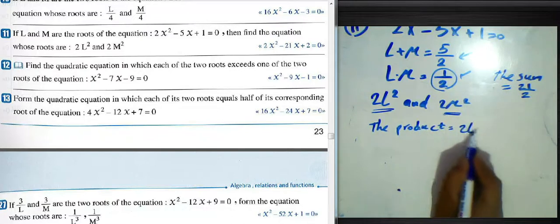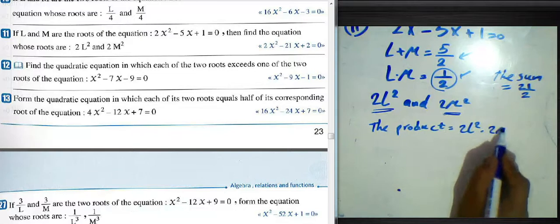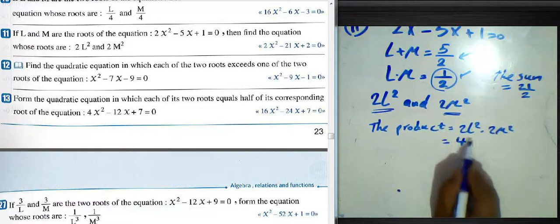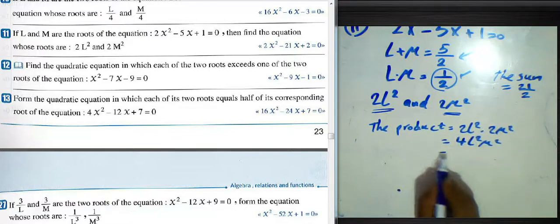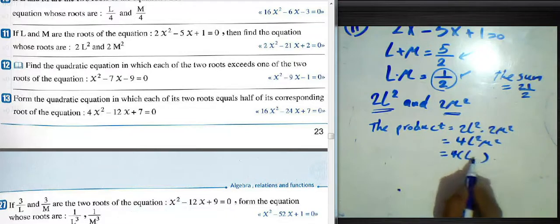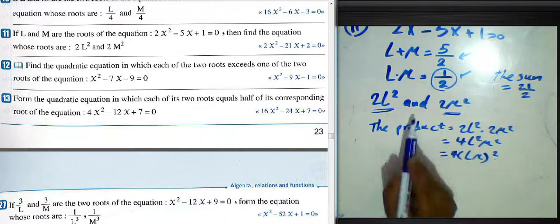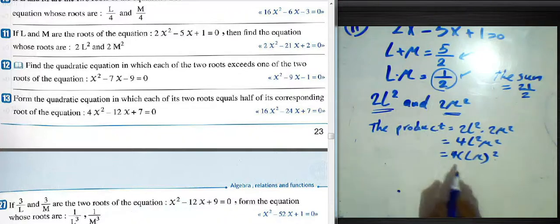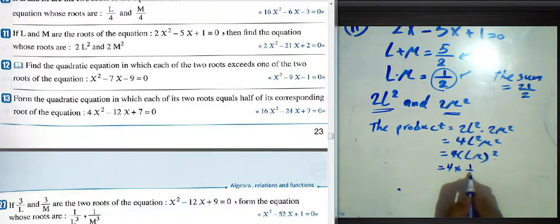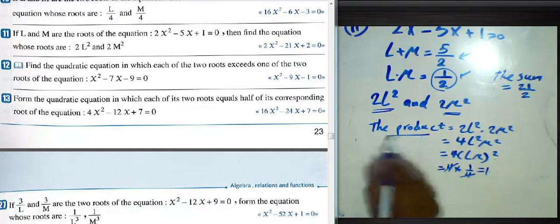2α² multiplied by 2β², which equals 4α²β², which equals 4 multiplied by (αβ)², because we have the product of α and β as 1/2. So the result will be 4 multiplied by (1/2)², which is 1/4. We can cancel 4 divided by 4 equals 1, so the product will be 1.